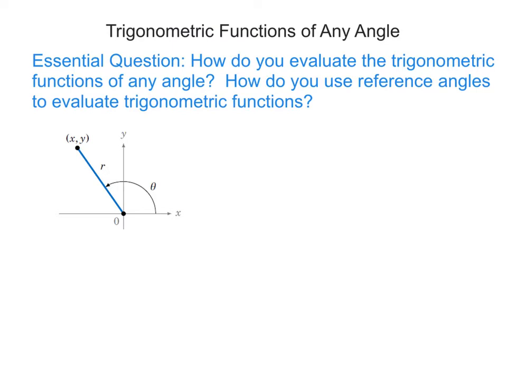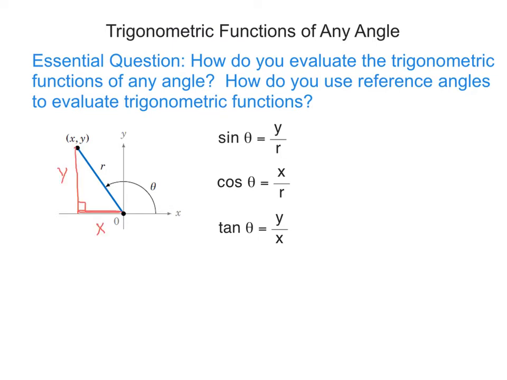So using this figure, we can come up with definitions for the trigonometric functions of any angle. By definition, the sine of theta is going to equal y over r. The cosine of theta is going to equal x over r, and the tangent of theta is going to equal y over x. Okay? Now, if you were to construct a right triangle here, you would see that, yes, these do agree with the basic trig functions using a right triangle.